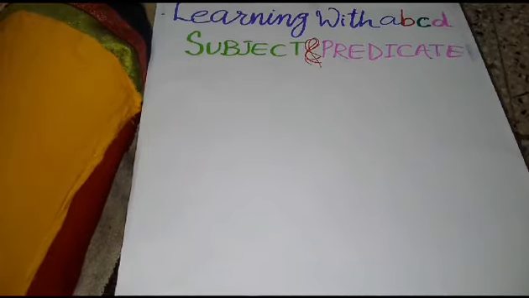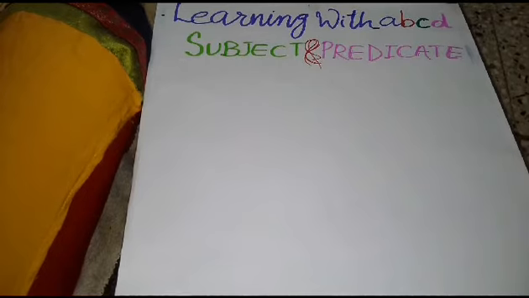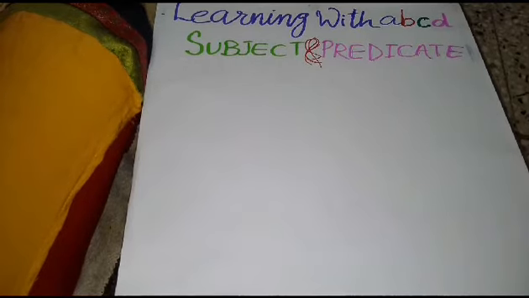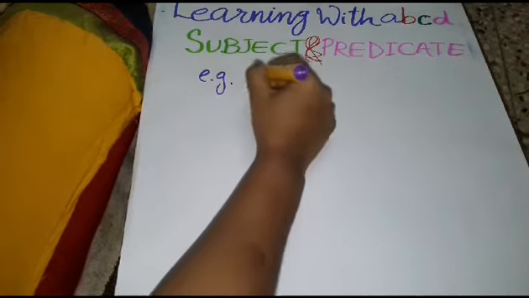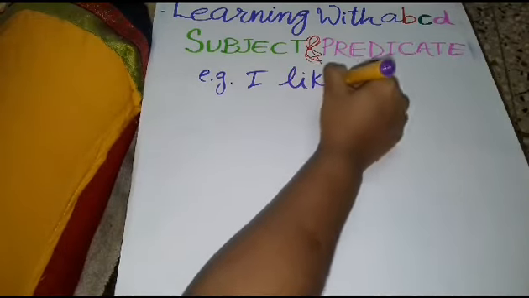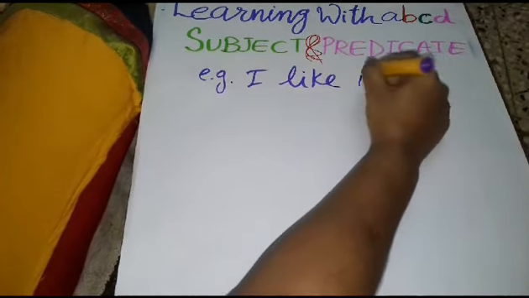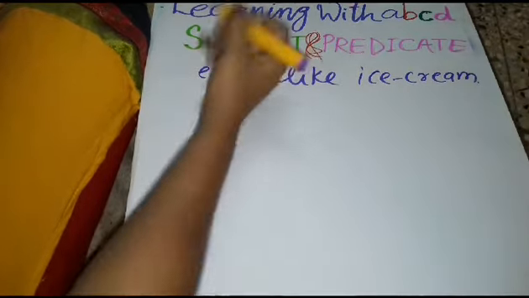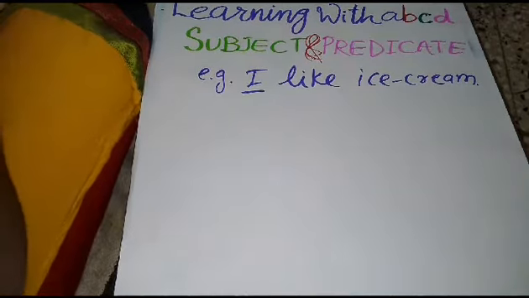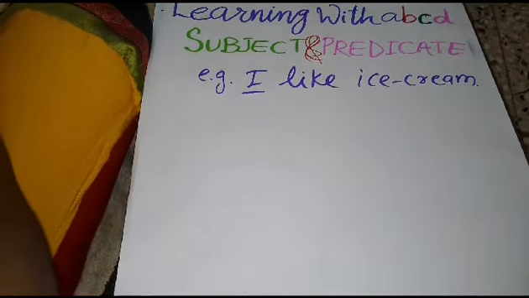Today we are going to learn the subject and predicate in English grammar. So let's take an example first. For example, I like ice cream. I like ice cream. Now how to identify the subject?